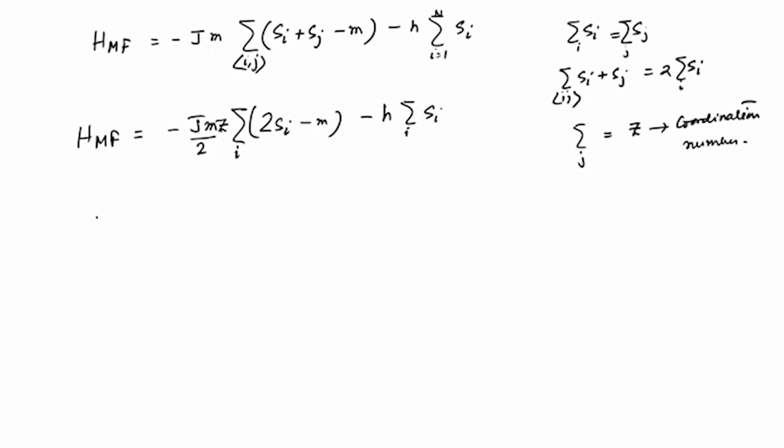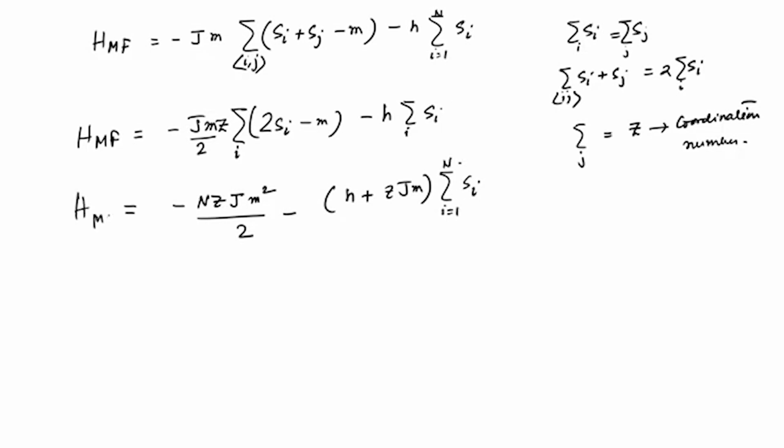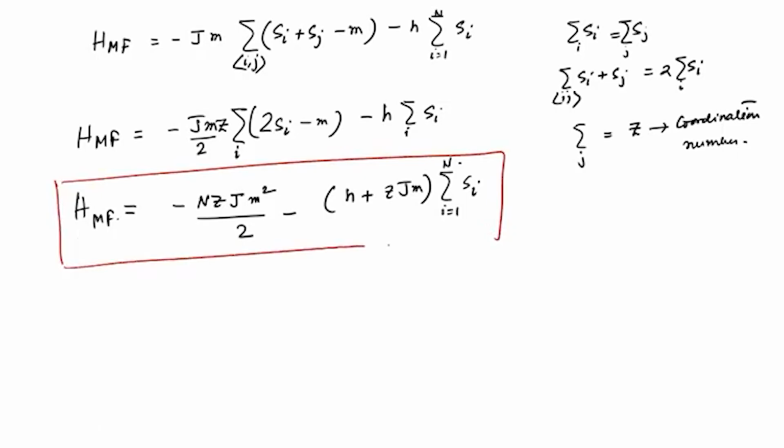Okay. So, we have this Hamiltonian, and it can be further simplified, and we can write it as NZJ m square by 2, there is an m inside and an m outside there, and there is a H plus zJm, and then there is a sum over I of SI, and I of course goes from 1 to N. So, this is the mean field Hamiltonian that we need to solve, and this will give us results that we have to analyze. Okay.